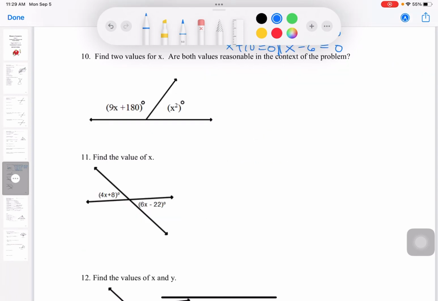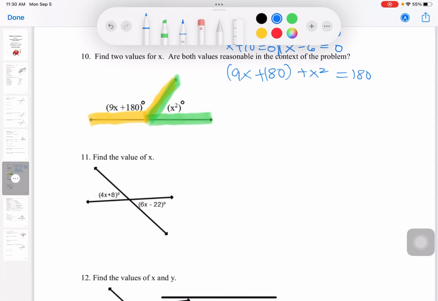Find two values for x. Are both values reasonable in the context of the problem? So we see two adjacent angles that form a linear pair. Therefore, they add up to 180 degrees. So our equation would be 9x plus x squared is equal to 180 degrees.